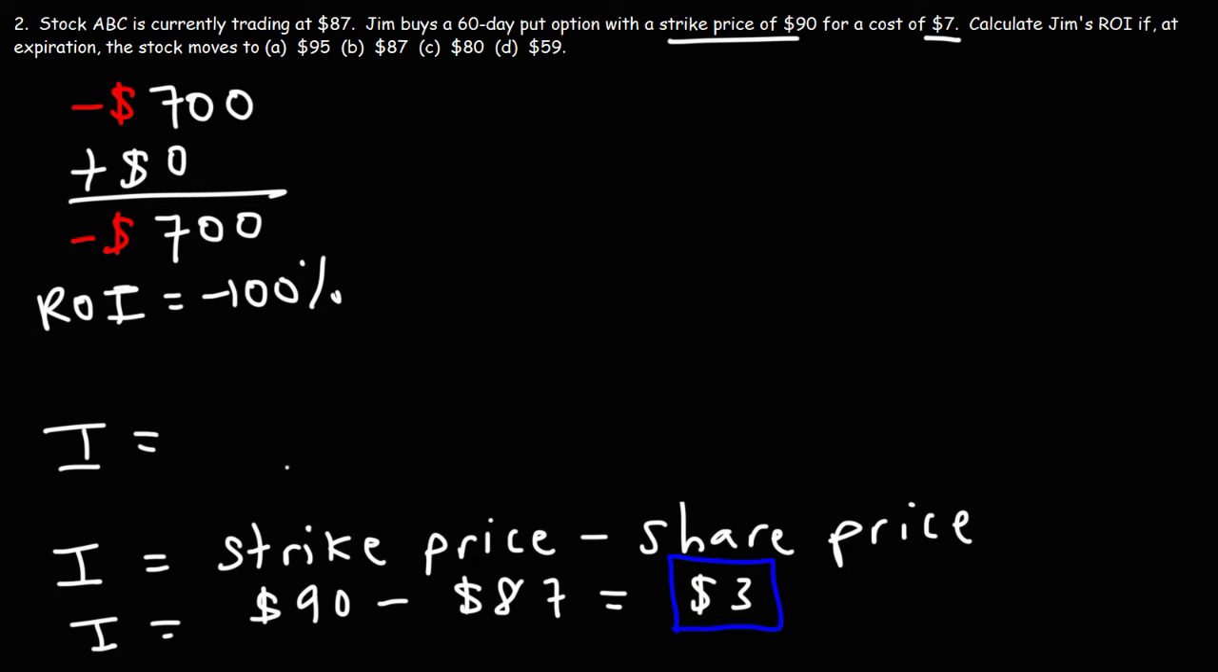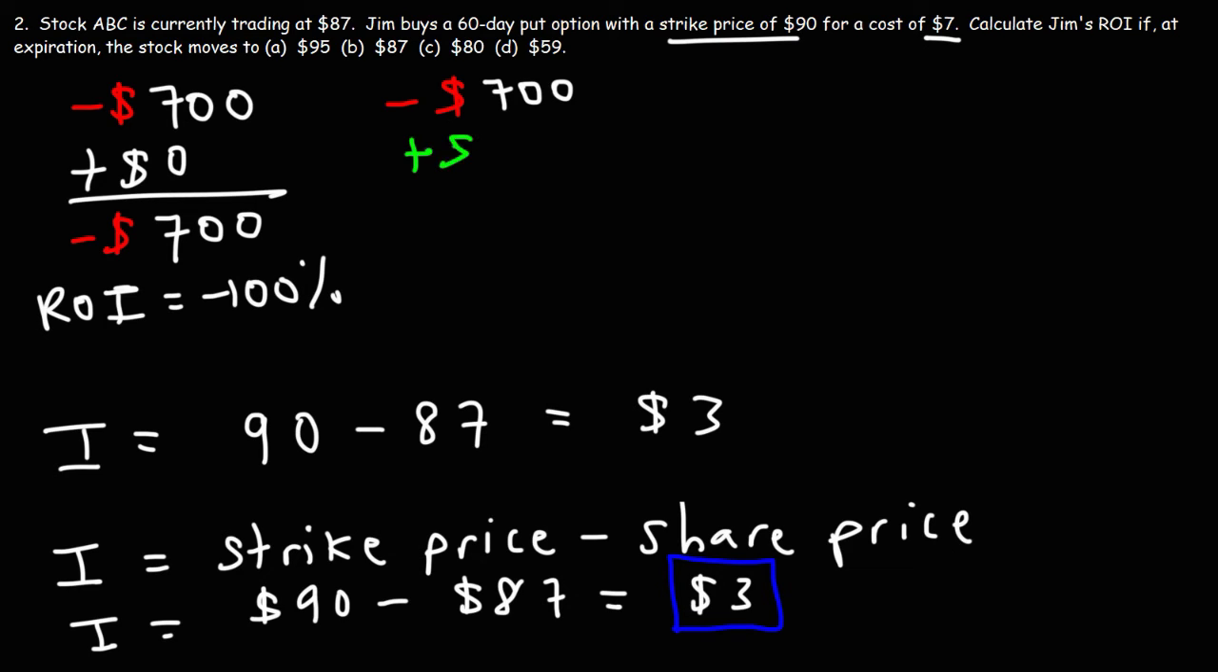For part B, the strike price remains $90 and the share price is now $87. So the intrinsic value at expiration is going to be $3. Notice that the price of the stock didn't move, it stayed the same. The extrinsic portion of the put option went to 0, which it always does at expiration. But the intrinsic value is $3. So he spent $700 on the put option, but at expiration it's worth $300. He can sell it for $300, so he's looking at a $400 loss.